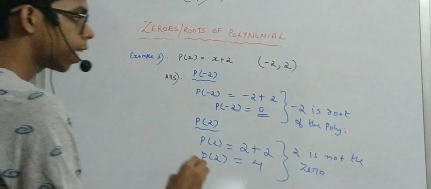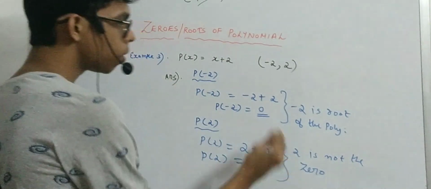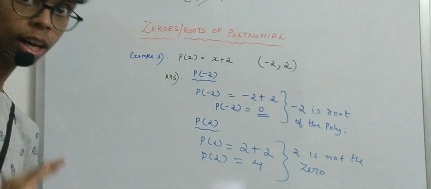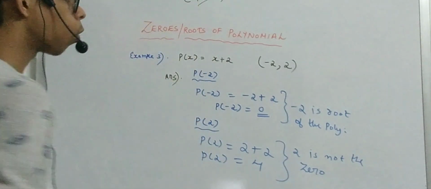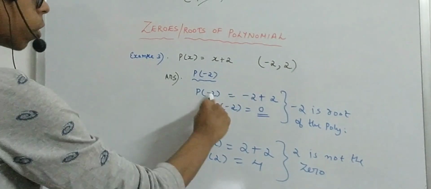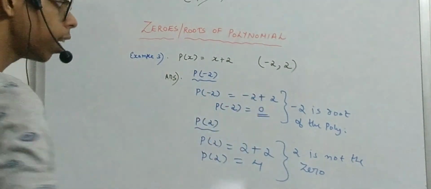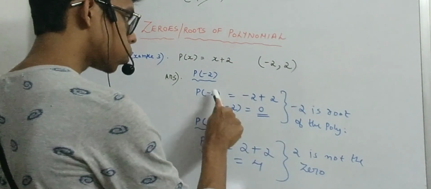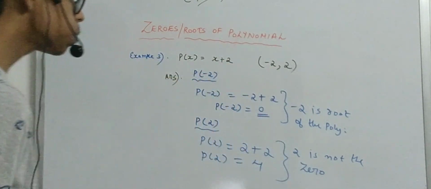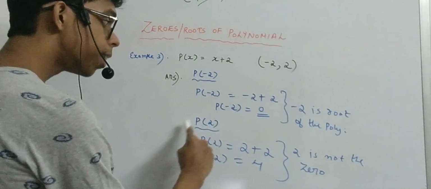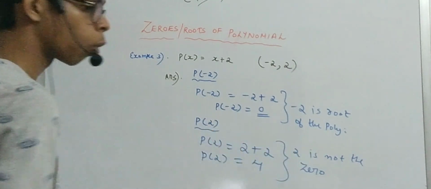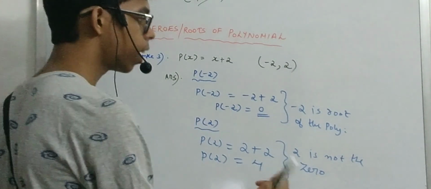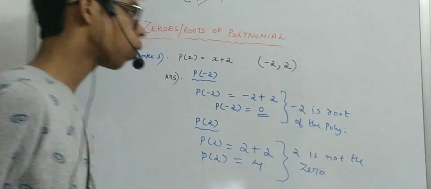Basically you should know that whenever you substitute the value, if the value of the polynomial becomes 0, then definitely it is the 0 of the polynomial. Like when we substituted minus 2, we got minus 2 plus 2, the value of the polynomial equal to 0, which means minus 2 is definitely the 0 of this polynomial. Similarly, when we did p of 2, we got 2 plus 2, 4. It is not equal to 0. If it is not equal to 0, definitely it means that 2 is not the 0 of the polynomial.